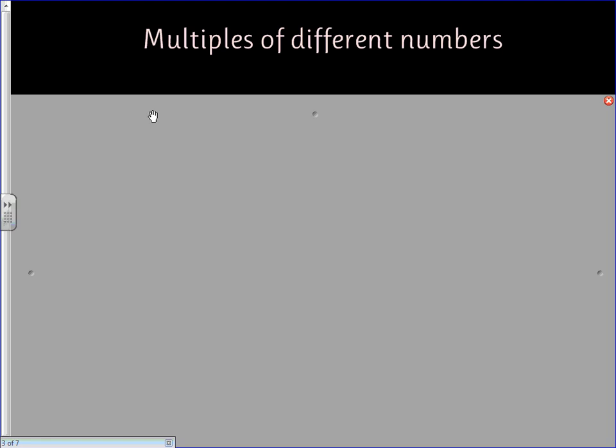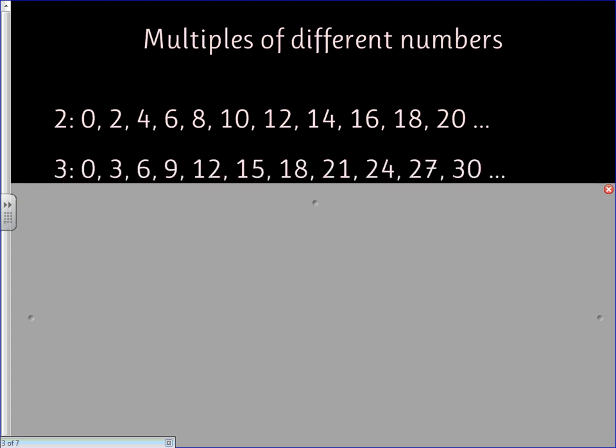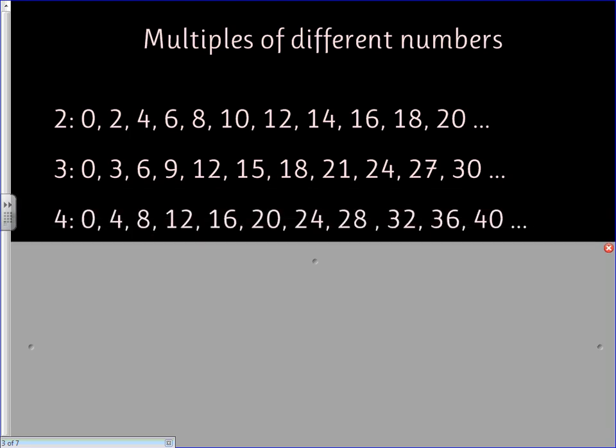If we look at lists of multiples of different numbers, we get, for 2: 0, 2, 4, 6, 8, 10, 12, 14, 16, 18, 20, and so on. For 3, we would have 0, 3, 6, 9, 12, 15, 18, 21, 24, 27, 30, and so on. For 4, we start off with 0, 4, 8, 12, 16, 20, 24, 28, 32, 36, and 40. Each one of the numbers on the list is a multiple of the number at the beginning of the list.